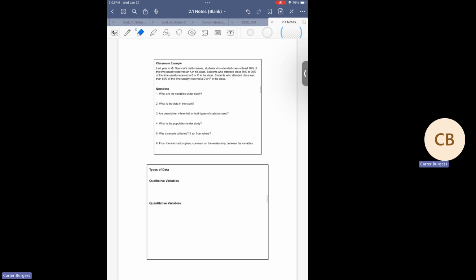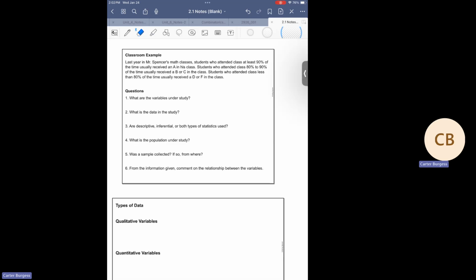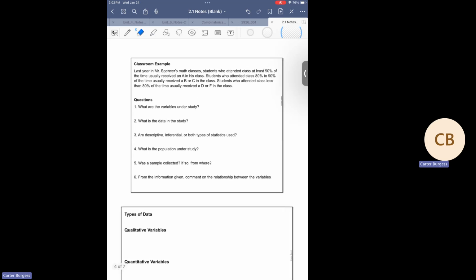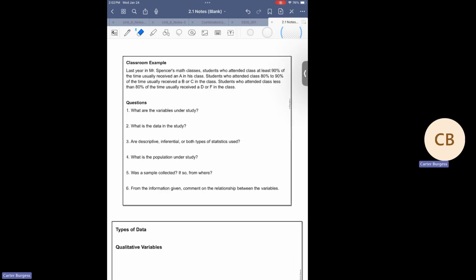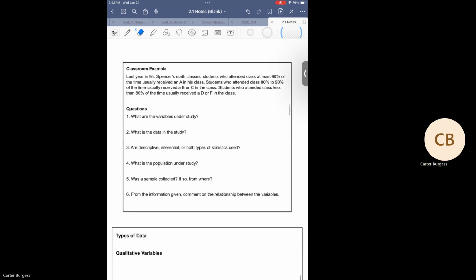So in this case, we're looking at Mr. Spencer's math class. In particular, we are interested in what is going on with students who are regularly attending class and what happens as that attendance declines. As far as thinking about the variables that we are studying here, what are the two variables that we are looking at for this particular survey?